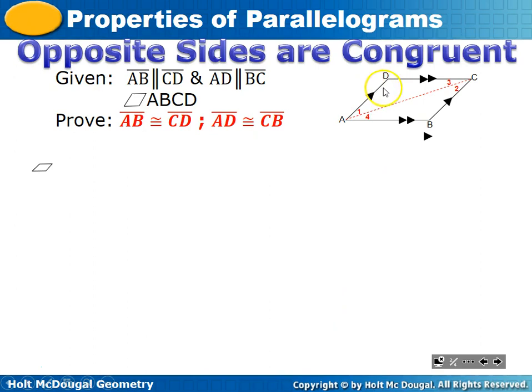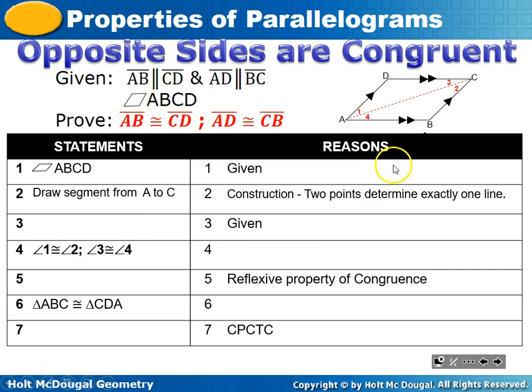So what we're going to do is prove that these opposite sides here and those opposite sides there are congruent. So first, you guys have on here that ABCD is given, that we have a parallelogram. Then we're going to draw a segment from A to C. We're drawing this dashed line right here. And then we're going to put this given piece of information up here, that AB is parallel to CD and AD is parallel to BC.